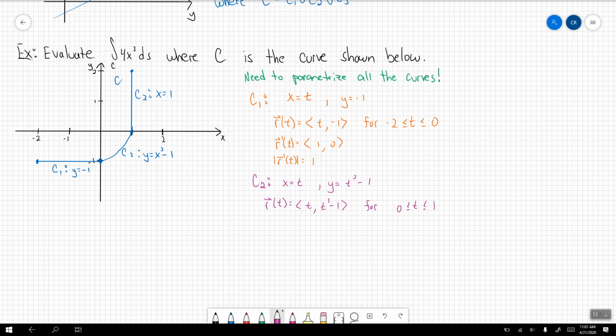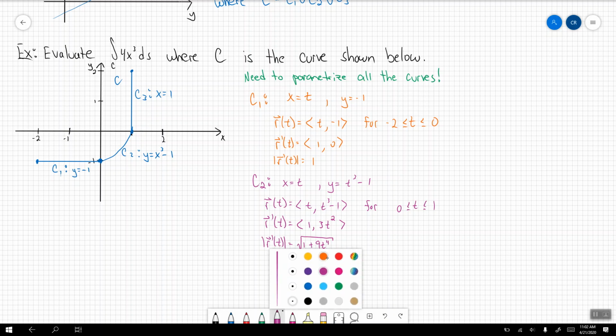Let's take the derivative. This is going to be 1, and this is 3t squared. There we are. Take the magnitude. The magnitude here is going to be the square root of 1 plus 9t to the 4th. Alright, good so far.